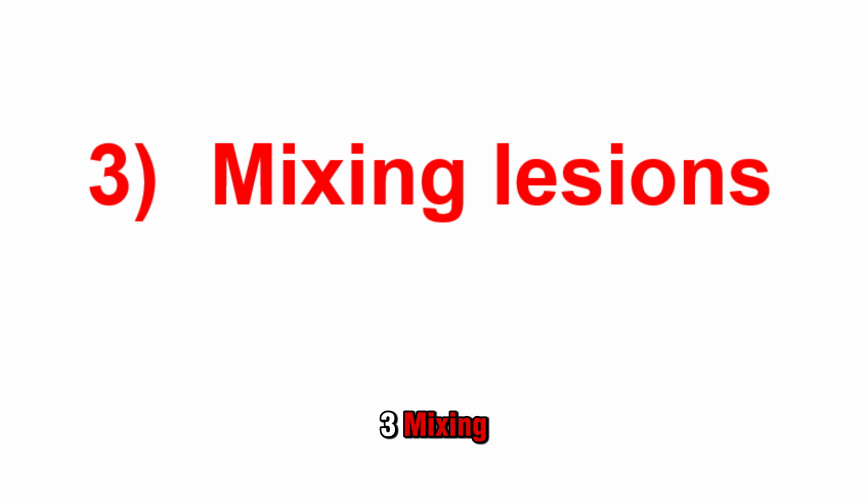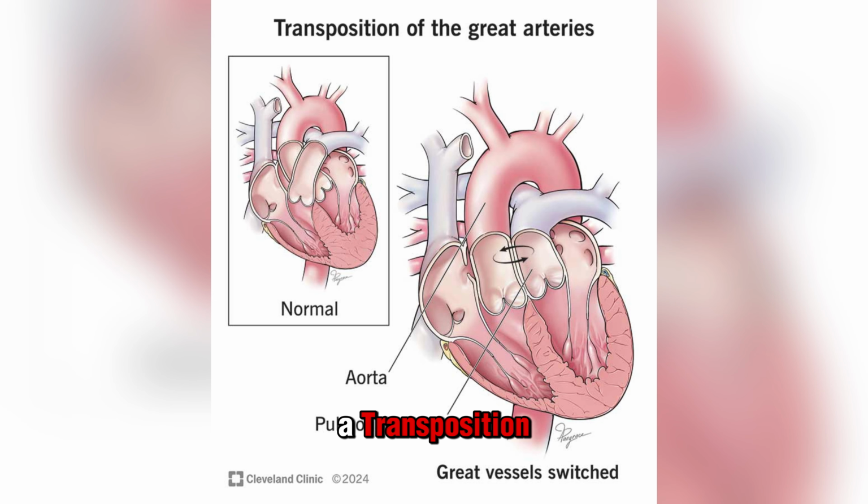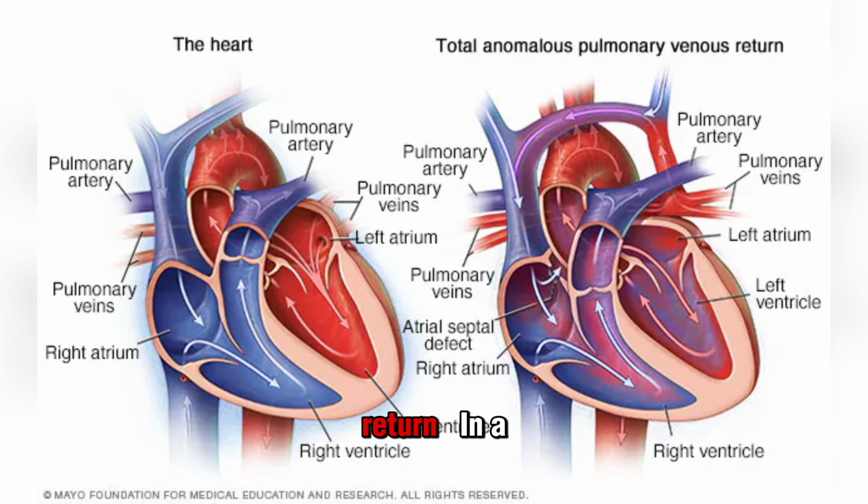3. Mixing lesions. The 3rd type of CCHD is called mixing lesions. These heart defects cause your body to mix pulmonary and systemic blood flow. Specific conditions include a. Transposition of the great arteries. In this condition, the 2 main arteries that leave your heart, the pulmonary artery and the aorta, are reversed. This defect is your 2nd most common CCHD. B. Total anomalous pulmonary venous return.